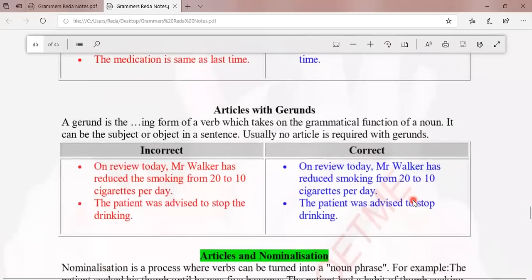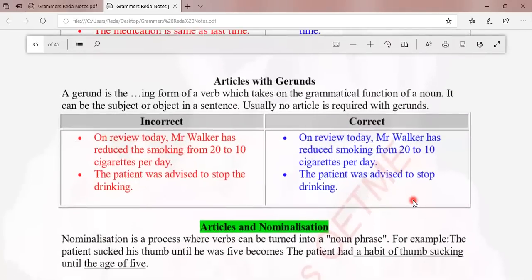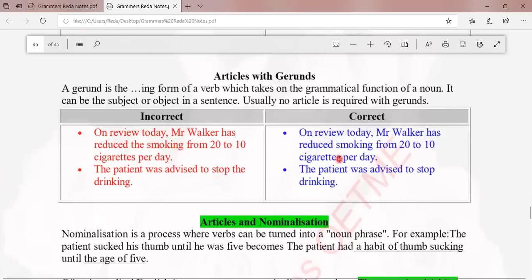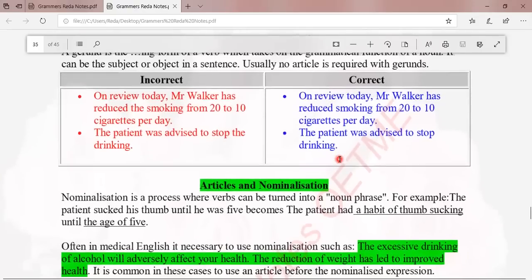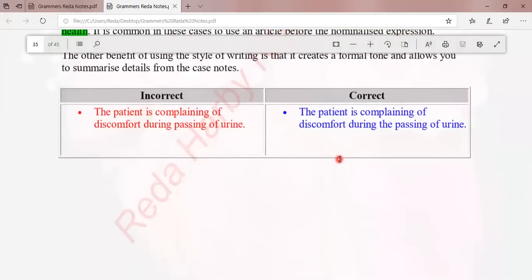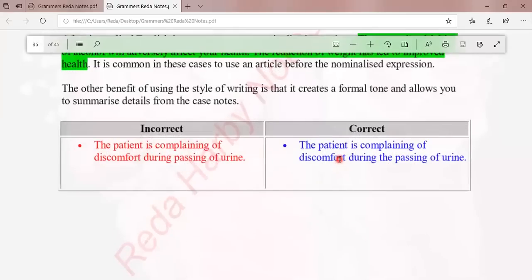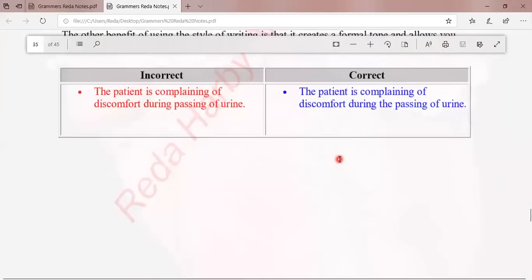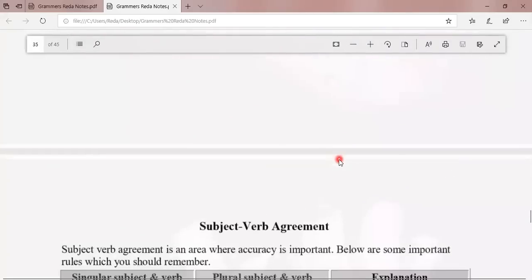On review today, Mr. Walker has reduced smoking from 20 to 10 cigarettes per day. The patient was advised to stop drinking, not the drinking. Drinking is a gerund. Don't use the definite or indefinite article with drinking. The patient is complaining of discomfort during the passage of urine or during the passing of urine. This is asked many times about is passing urine or the passing urine.